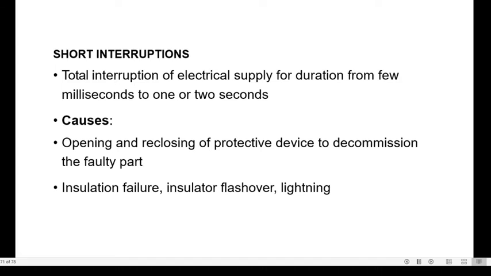Short interruptions: the total interruption of the electrical supply for a duration from a few milliseconds to 1 or 2 seconds is a short interruption. So what are the causes? Opening and reclosing of protective devices to decommission the faulty part, insulation failure, insulator flashover and lightning.